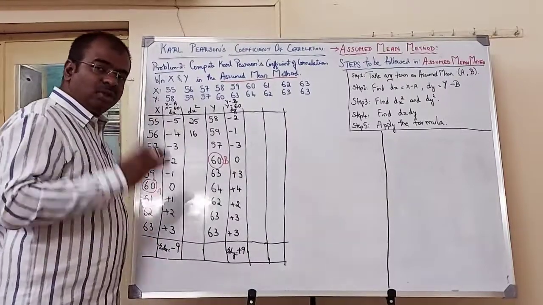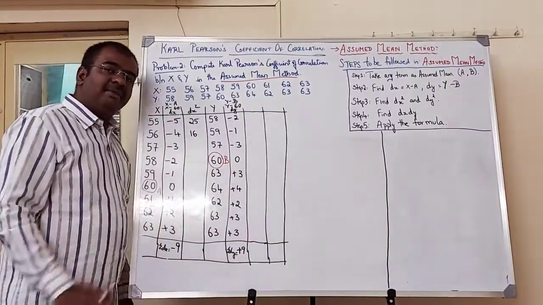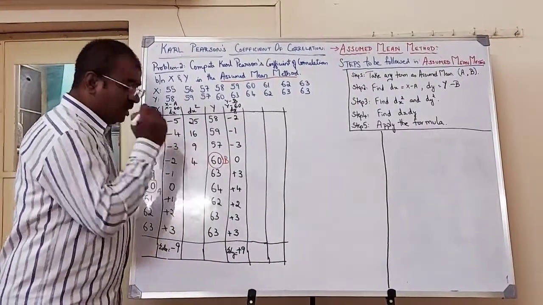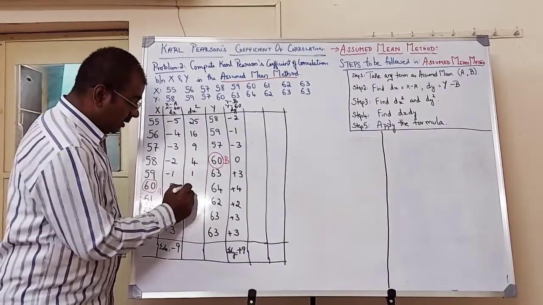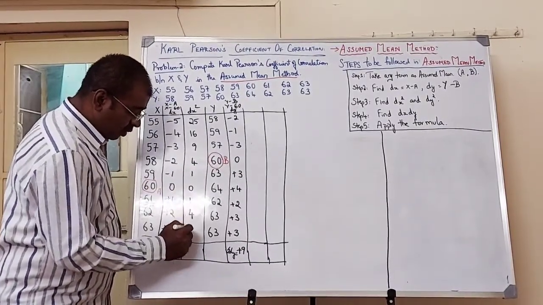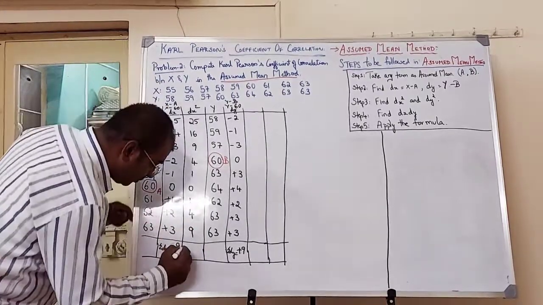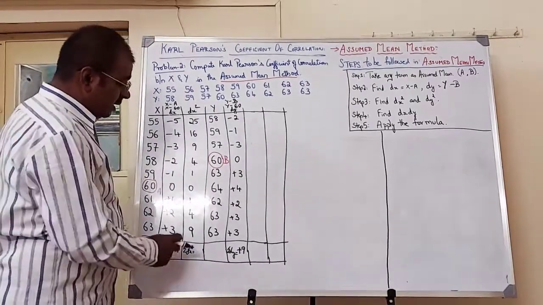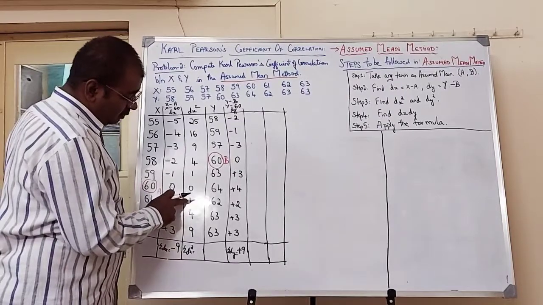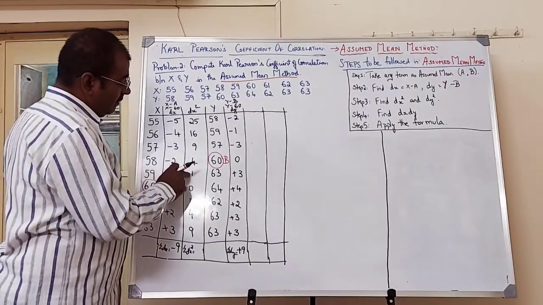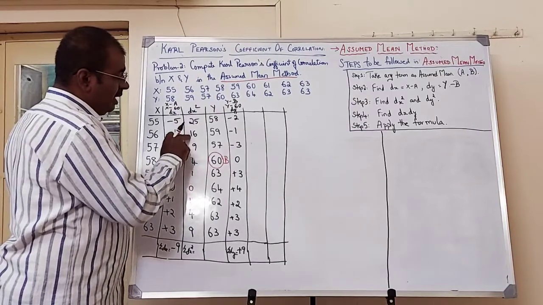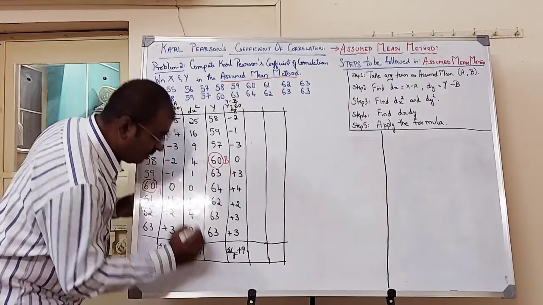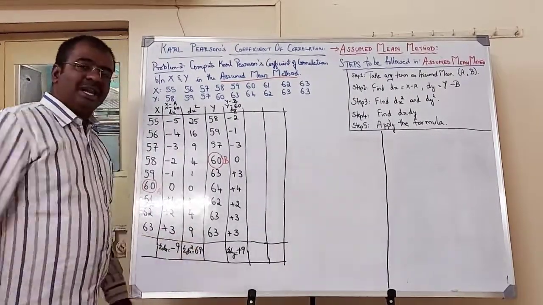I've told already, when you square a number, if the sign is minus, it will become plus. Minus into minus becomes plus. 3 3s are 9, 2 2s are 4, 1 1s are 1, 0, 1, 2 square 4, 3 square 9. So next, sigma dx square is equal to what? 9 plus 1 is 10, 14, 15, 15, 19, 28, 38, 44, 49, 59, 69. Therefore, sigma dx square is equal to 69.